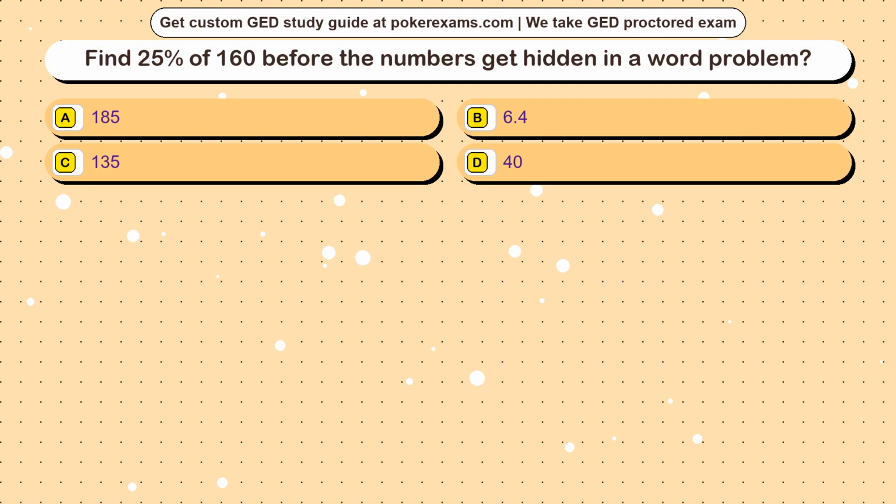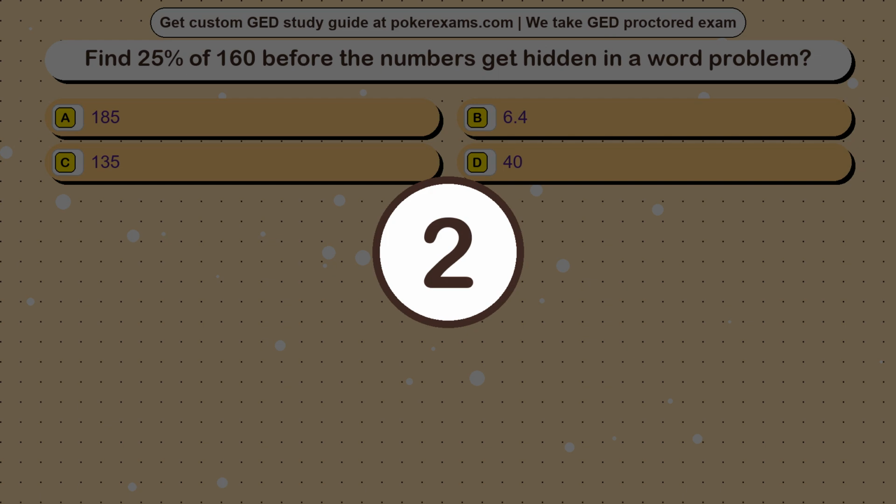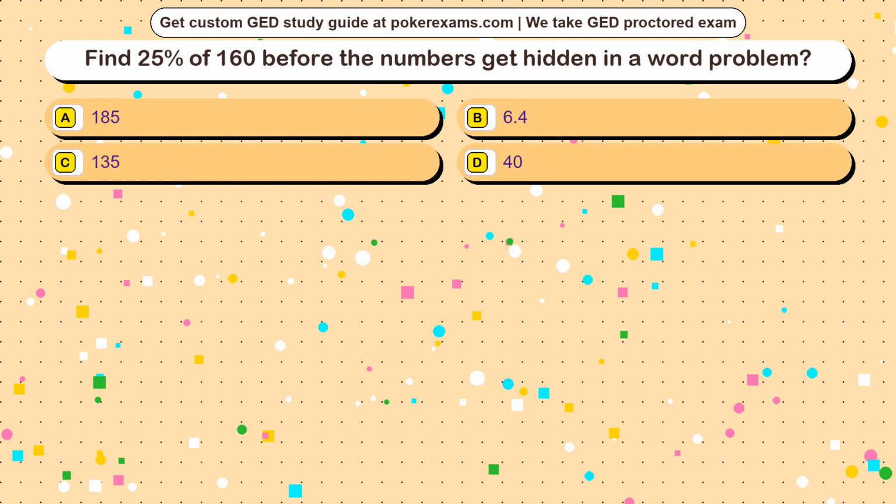Question 1. Find 25% of 160 before the numbers get hidden in a word problem. Option A 185. Option B 6.4. Option C 135. Option D 40. The correct answer is option.